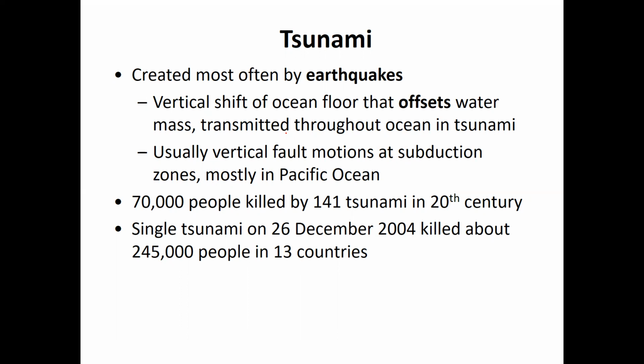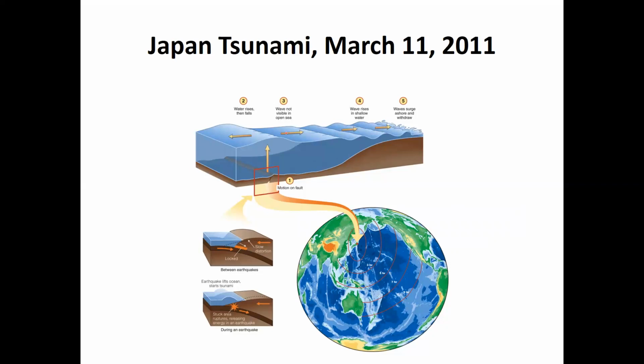Since December 26, 2004, we've had a second one: March 11th, 2011, the Tohoku earthquake off the coast of Japan, near Sendai, which triggered a tsunami that hit the coast of Japan. So the single event killed more than triple the number of people killed by 141 tsunamis in the entire 20th century.